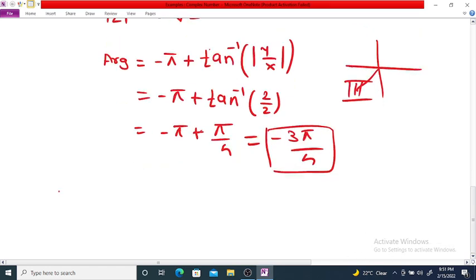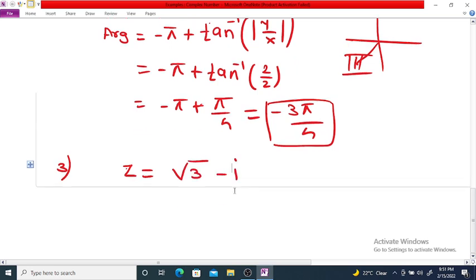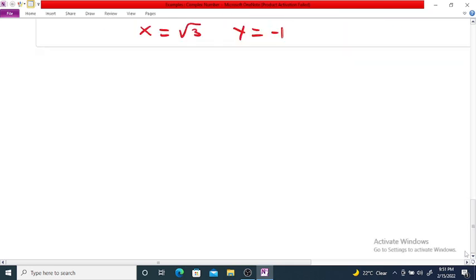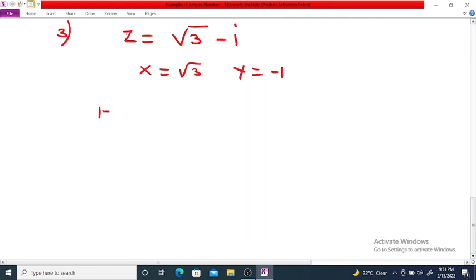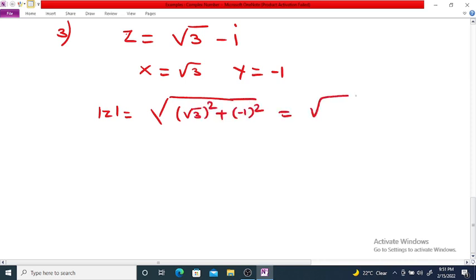Next, example number 3. Find modulus and argument of the complex number z is equal to square root 3 minus i. So here the real part of z is equal to square root of 3 and imaginary part is equal to minus 1, and therefore modulus of z is equal to square root of x square, that is root 3 square, plus minus 1 square. So this is equal to root 3 square is 3 plus 1, which is equal to under root of 4, which is equal to 2, and argument of z is equal to tan inverse of.